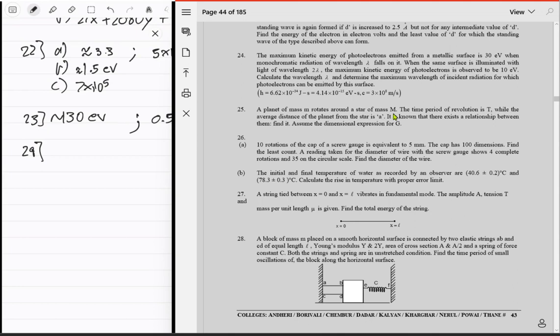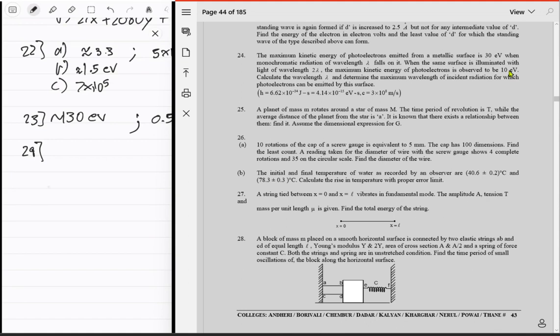Maximum kinetic energy of photoelectron emitted from a metallic surface is 30 electron volts when monochromatic radiation of wavelength lambda falls on it. When the same surface is illuminated by light of wavelength 2 lambda, the maximum kinetic energy of the photoelectron is observed to be 10 electron volts. Calculate the value of lambda. So what have you done to the energy? Earlier lambda, now 2 lambda, energy is now half.